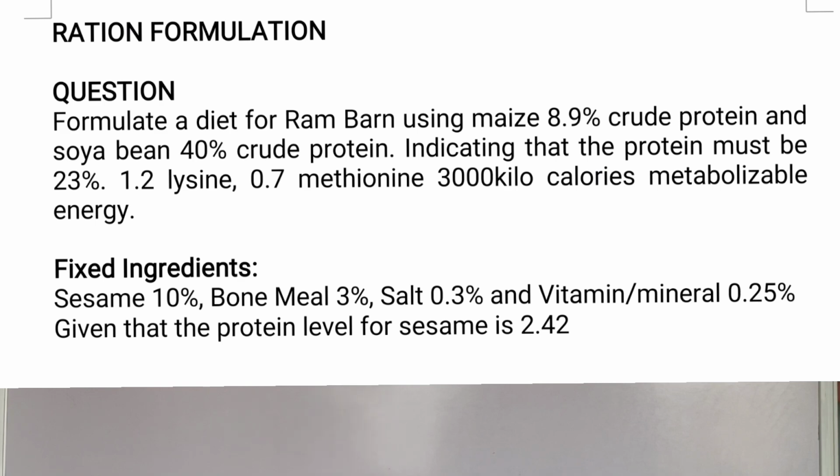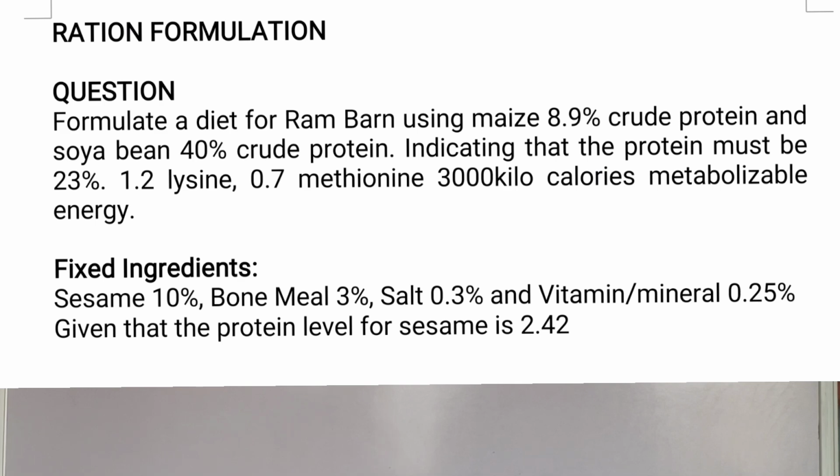Formulate a diet for ram band using maize 8.9% CP. CP means crude protein, you understand? And soya beans 40% crude protein, indicating that the protein must be 23%. And we are given some additional ingredients. We are given 1.2 lysine, 0.7 methionine, and 300 kilocalories metabolizable energy.